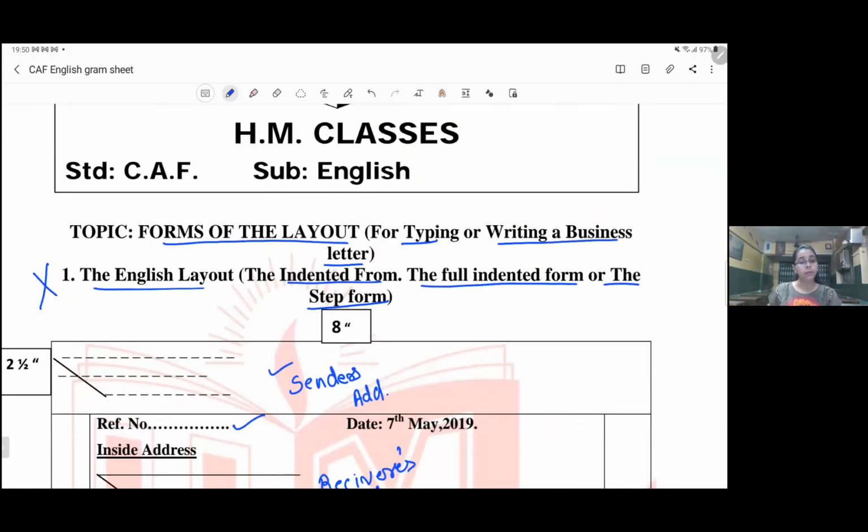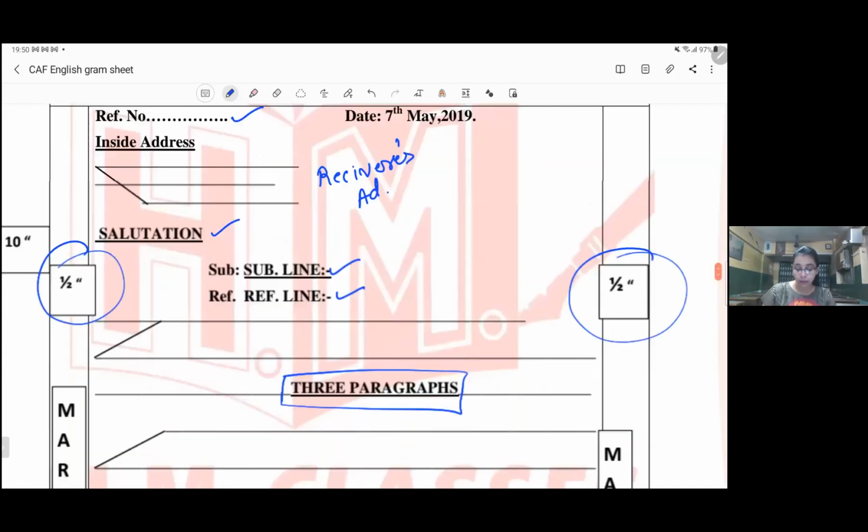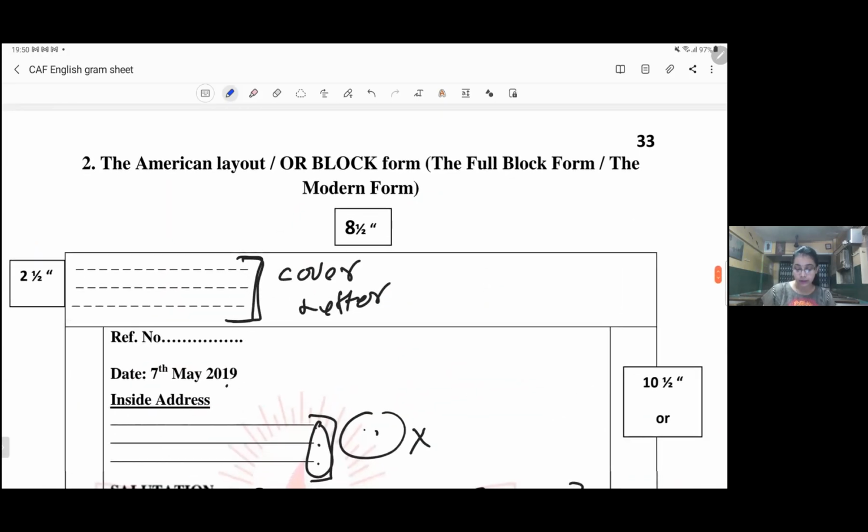But for your kind information, this layout is just for your knowledge purpose. You are not going to follow this layout. Clear? We'll go to the second layout. See this.